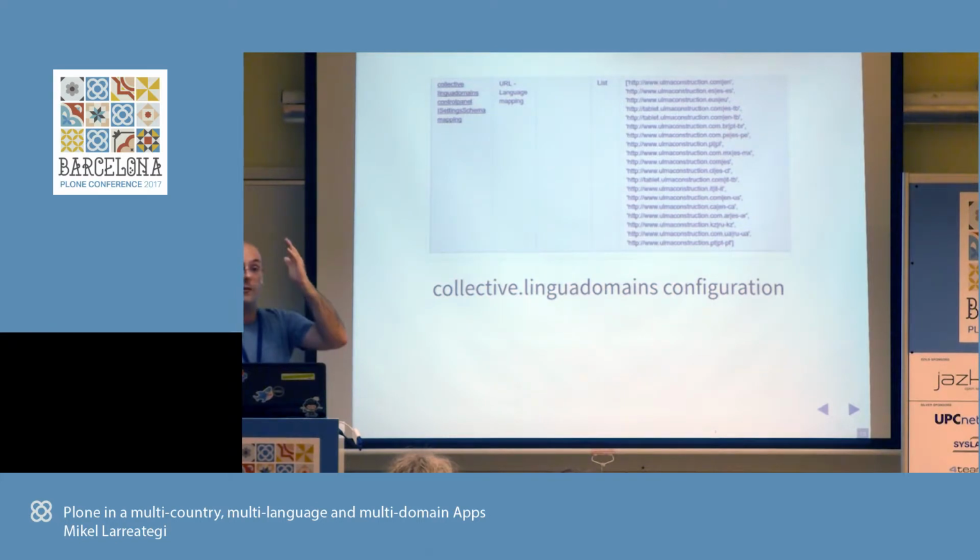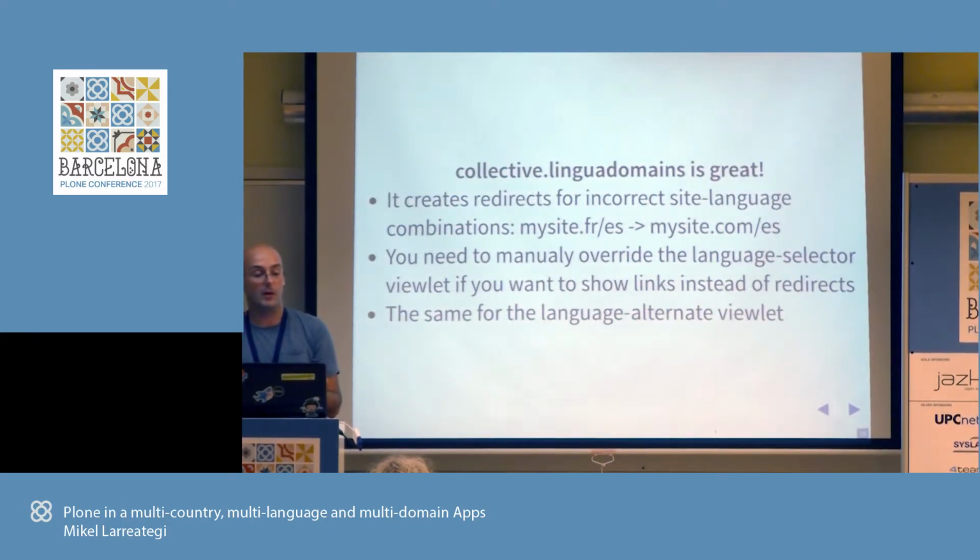So you can configure that for any domain you want, as long as you point the domain to that website. And it takes care of redirecting the user if he uses an incorrect mix of domain and language. So if you only have configured an English site for .com and you ask for French content, it will take care of redirecting you to the correct domain. So it's pretty simple because it's just a control panel configuration and a redirect view, but it's really powerful because it creates all the redirects.